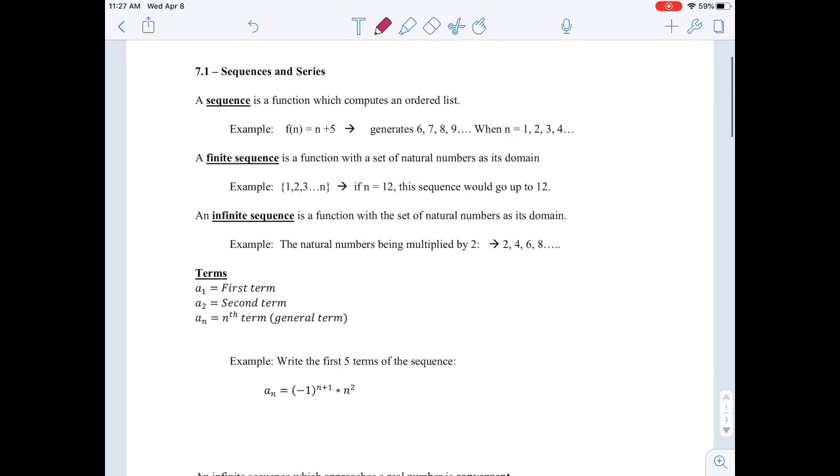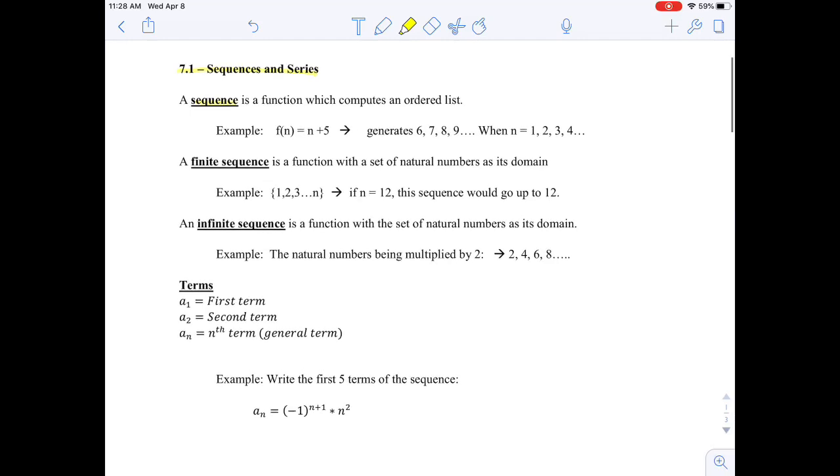Okay, so today we're going to start chapter 7, and it really focuses on sequences and series. And today we're just going to talk about what those words mean. So a sequence is a function which computes an ordered list. So it's literally plug in a number, get out a number.